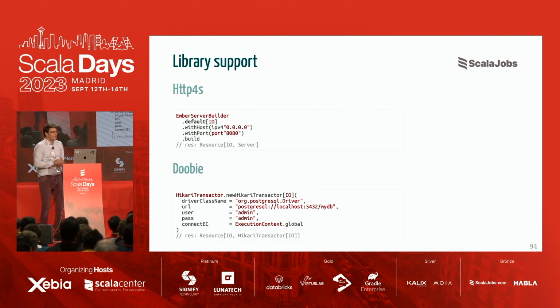Now, to me, the biggest advantage of Resource over all the other solutions is the fact that it's a type. And because it's a type, it means that other libraries can create it for you. And I'm lazy. The less work I do, the better.